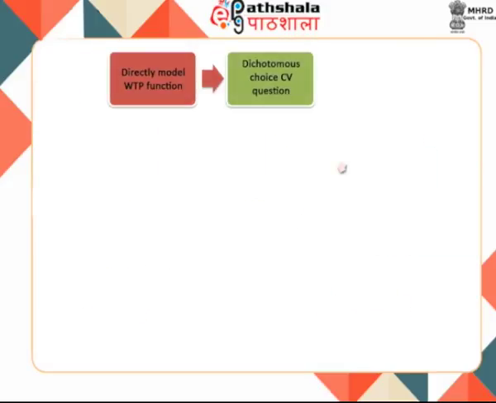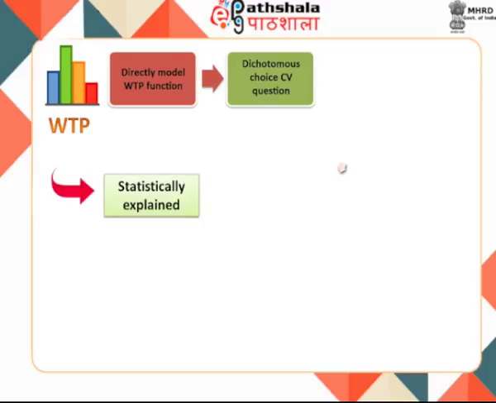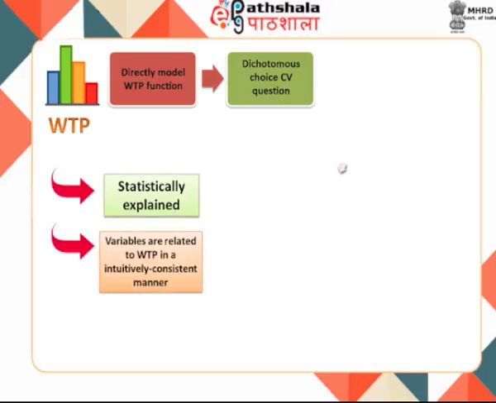A bid function is a regression equation which relates WTP to those variables thought likely to influence it. The intention is to see how much of the variation in WTP can be statistically explained and to see whether variables are related to WTP in an intuitively consistent manner. These methods directly model the WTP function for the dichotomous choice CV question.